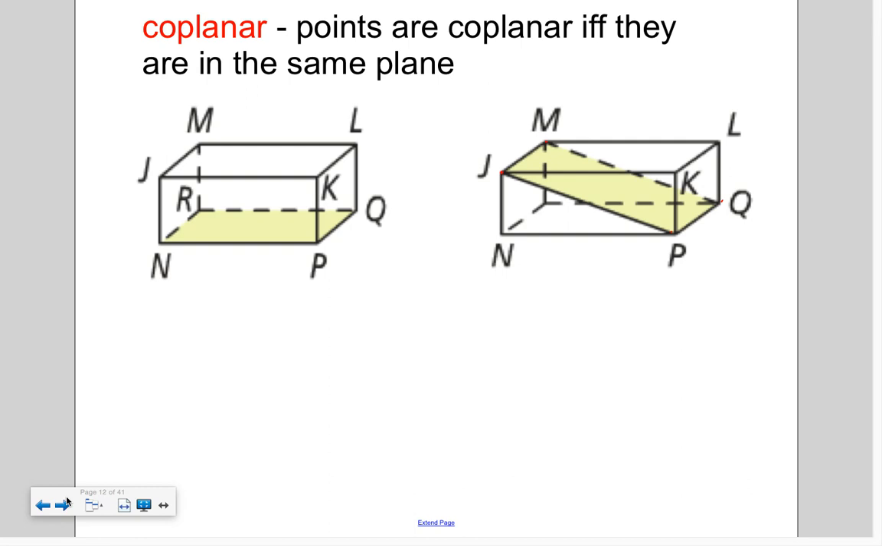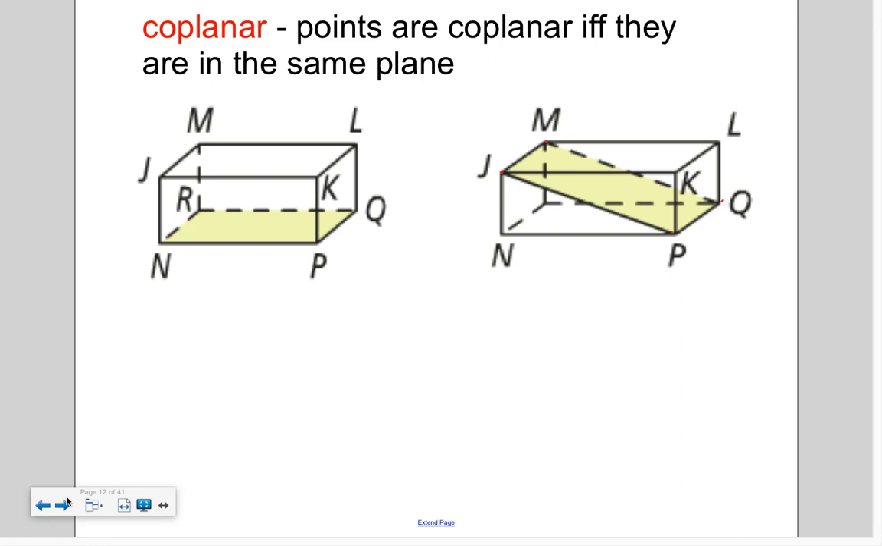Coplanar. Points are coplanar if and only if they're in the same plane. So a lot of times we draw planes in shapes of boxes. So each face of a box would represent a plane, even though we're only seeing like the front, left, right, back, front, or top, bottom. Those planes do extend forever in all directions along that plane surface.